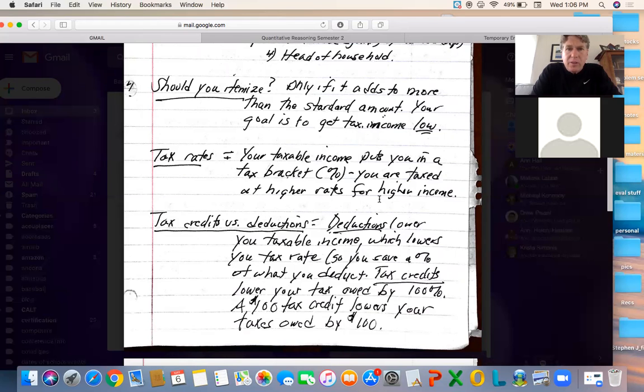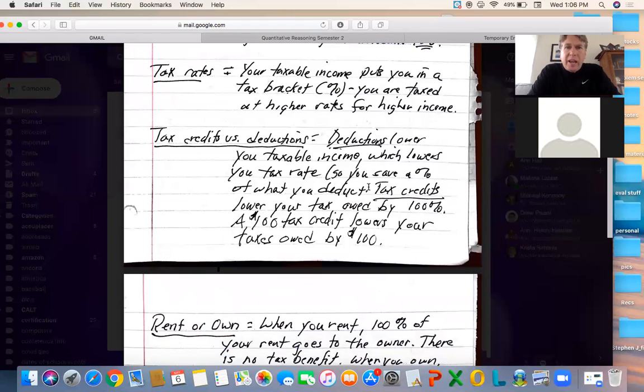lower. So if I gave a bunch of money to charity, I had mortgage interest, I had other things I could deduct, and I add them up, and they don't amount to as much as the standard amount, then I would not use itemized, I would use standard. I want the one that is higher because it gets my taxable burden lower.